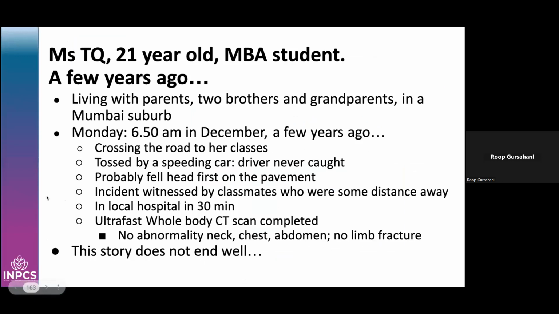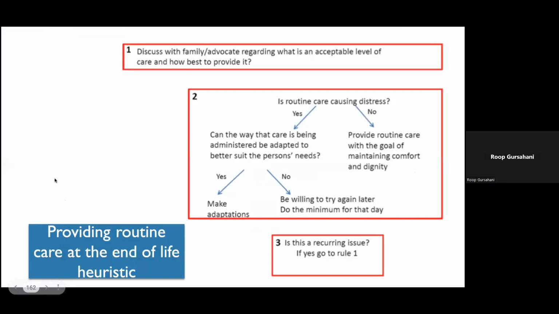So, a quick discussion of this case before I move on to the last. Dr. Sunil, do I have time? I can discuss one short case. Yeah. Okay. So, any questions here?